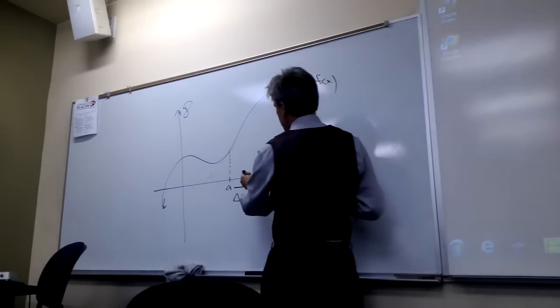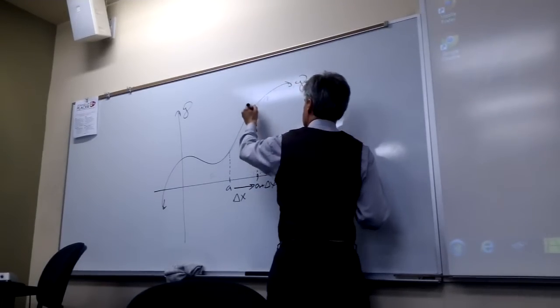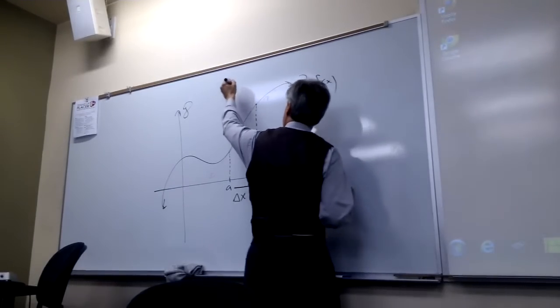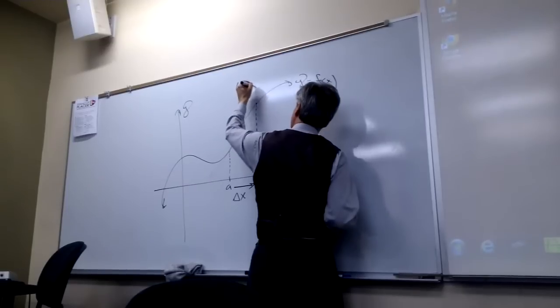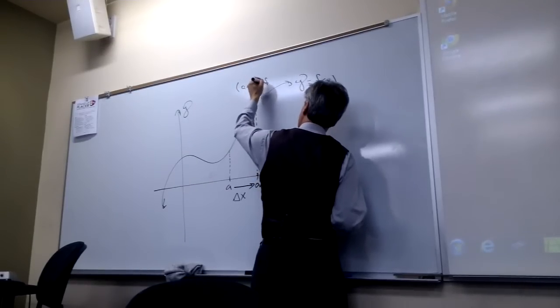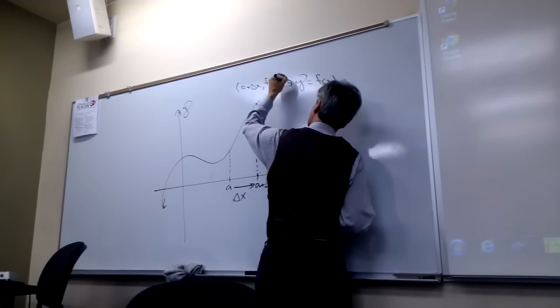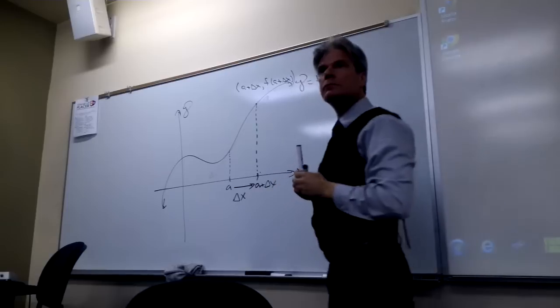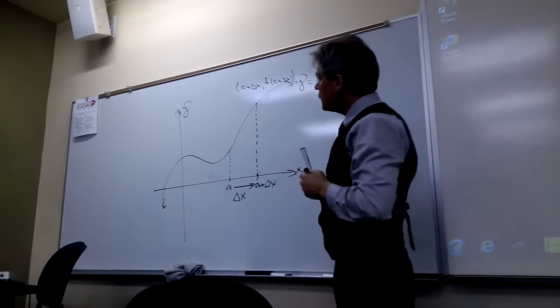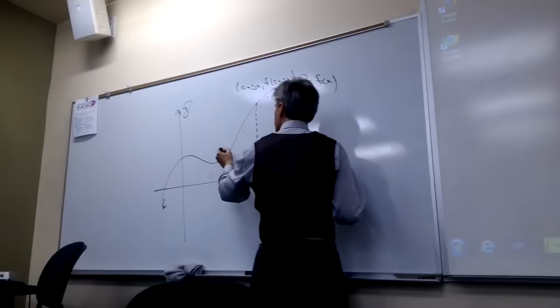And now if I went straight up to my curve again, I want a yes or no answer. Is the location of that point going to be a plus delta x, comma f of a plus delta x? And if I were to draw in a nifty little right triangle, wouldn't that be it?